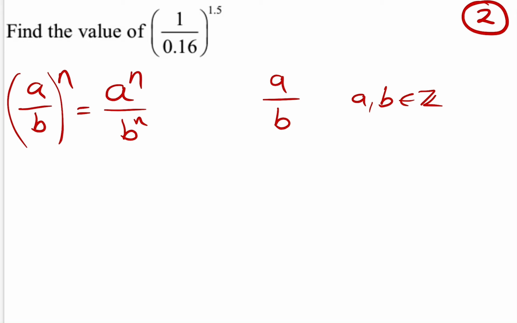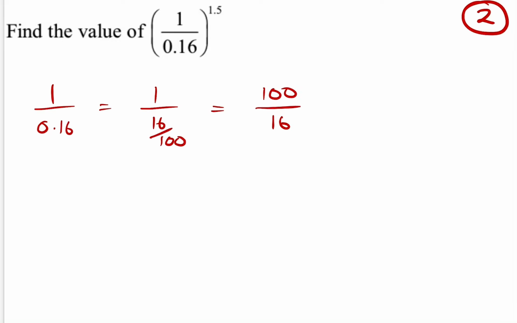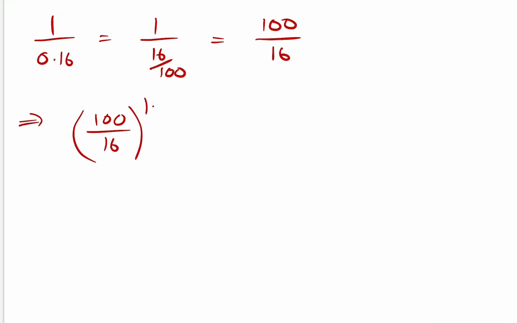So let's have a look. Let's change our problem into everything to do with fractions. So 1 divided by 0.16, well, that's the same as 1 divided by 16 over 100. And when we divide fractions, what we do is we flip the second fraction and we multiply. So this is the same as 100 over 16. So our problem now becomes 100 over 16 to the power of 1.5.